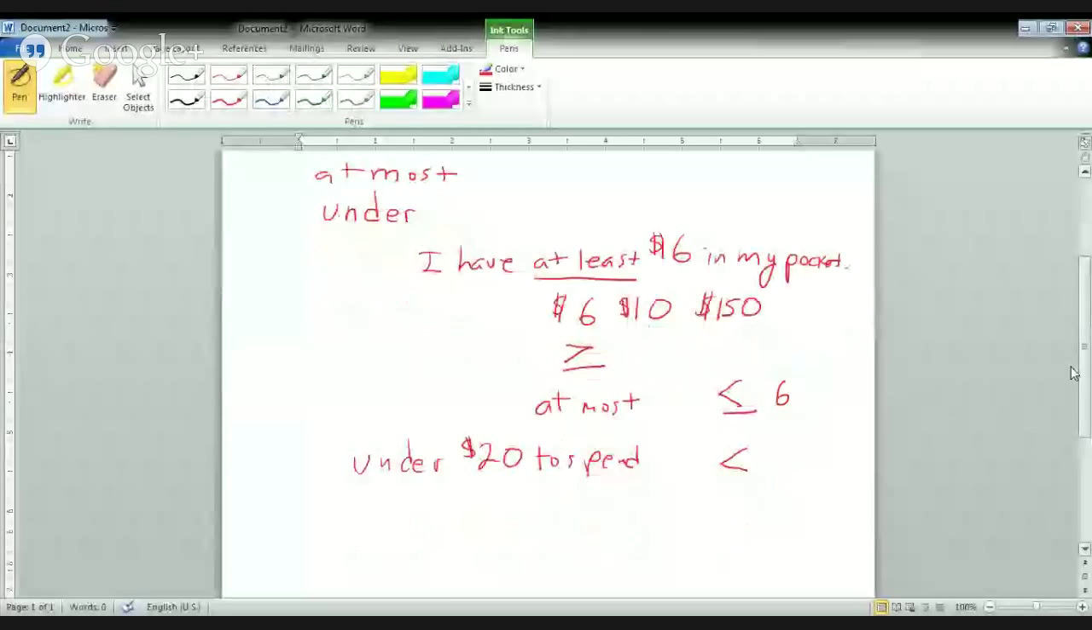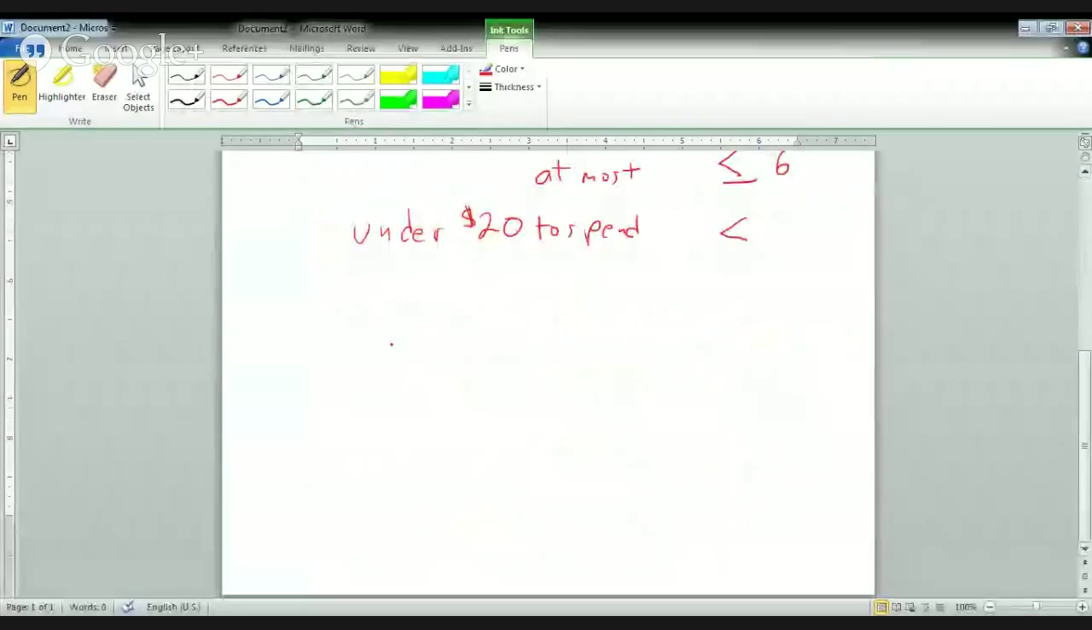Screen share, back to this. Go back to our Microsoft Word and hit share. All right, so there are a couple of things.